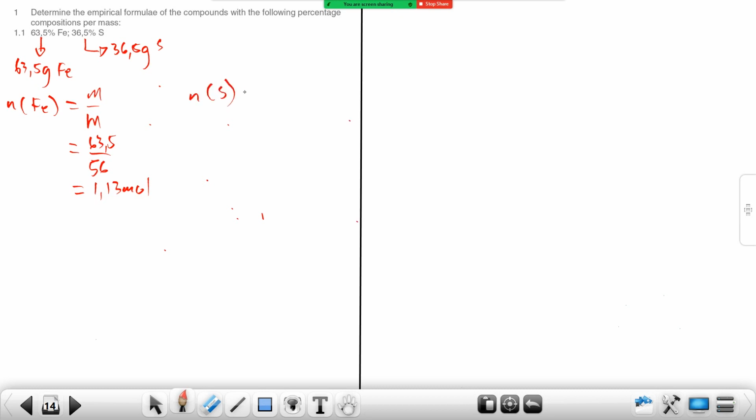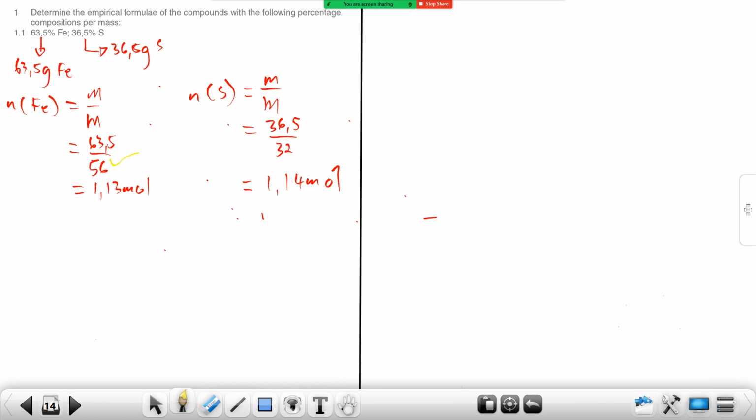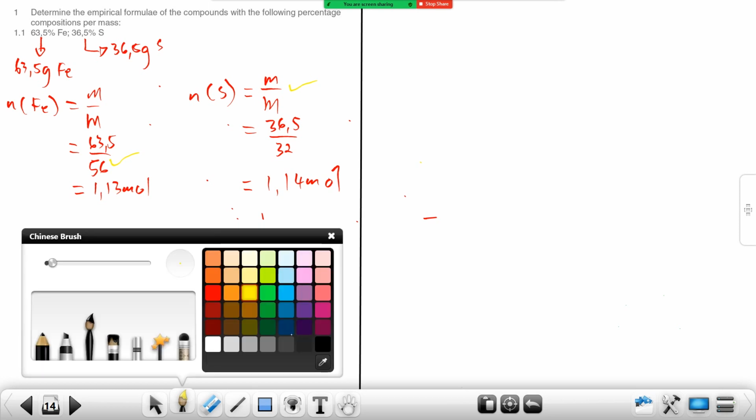Then calculating for sulfur, I'm going to use m over M, which equals the mass 36.5 over, as we agreed, something like 32, depending on the periodic table you have. Then you get your final answer as 1,14 mole. So already by so doing, we will give you something like 2 marks. You'll get 1 for substitution of 56, and then 1 for the correct formula. Only 2, guys, not more than 2 in this step.